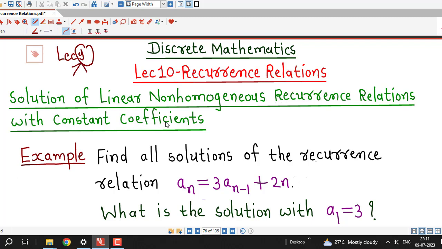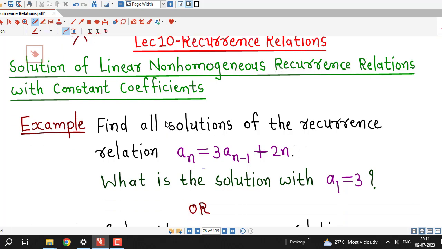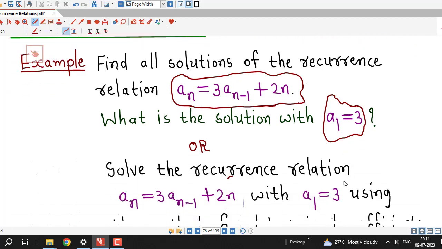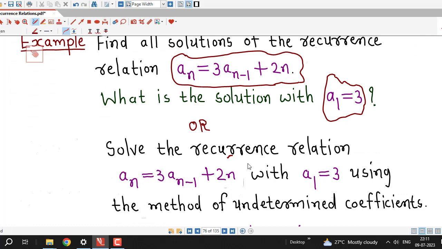for this lecture. In this lecture, we are going to apply method of undetermined coefficients to solve this recurrence relation, which is non-homogeneous linear recurrence relation with constant coefficients. And after solving this recurrence relation, we have to find out particular solution satisfying this initial condition a1 equal to 3. The same question can be asked in this way also. Solve the recurrence relation an equal to 3 times an minus 1 plus 2n with a1 equal to 3 using the method of undetermined coefficients.